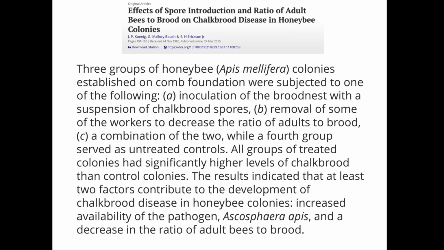Okay, they did this study here, another block of text. Three groups of honeybee colonies were on foundation. One was inoculated with a suspension of the spores, so they put the spores on them. They removed some of the workers to decrease the ratio of adult to brood, so that was the second treatment. The third was the combination of the two. All groups of treated colonies had significantly higher chalk brood.